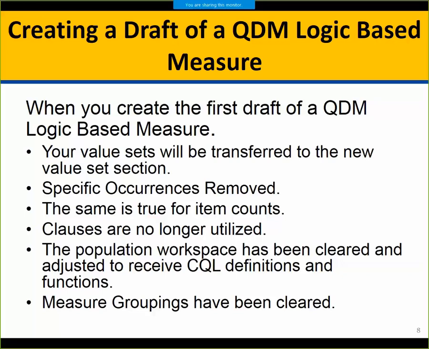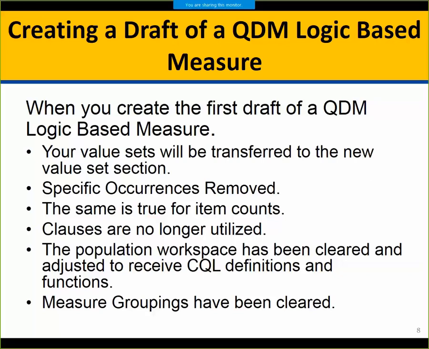CQL does not use specific occurrences. As such, any specific occurrences will be removed, and the same is true for item counts. Clauses are no longer utilized. This means the logic will all need to be rewritten using CQL definitions and functions. However, we have retained the clauses in a reference-only area for you to refer to as you need.